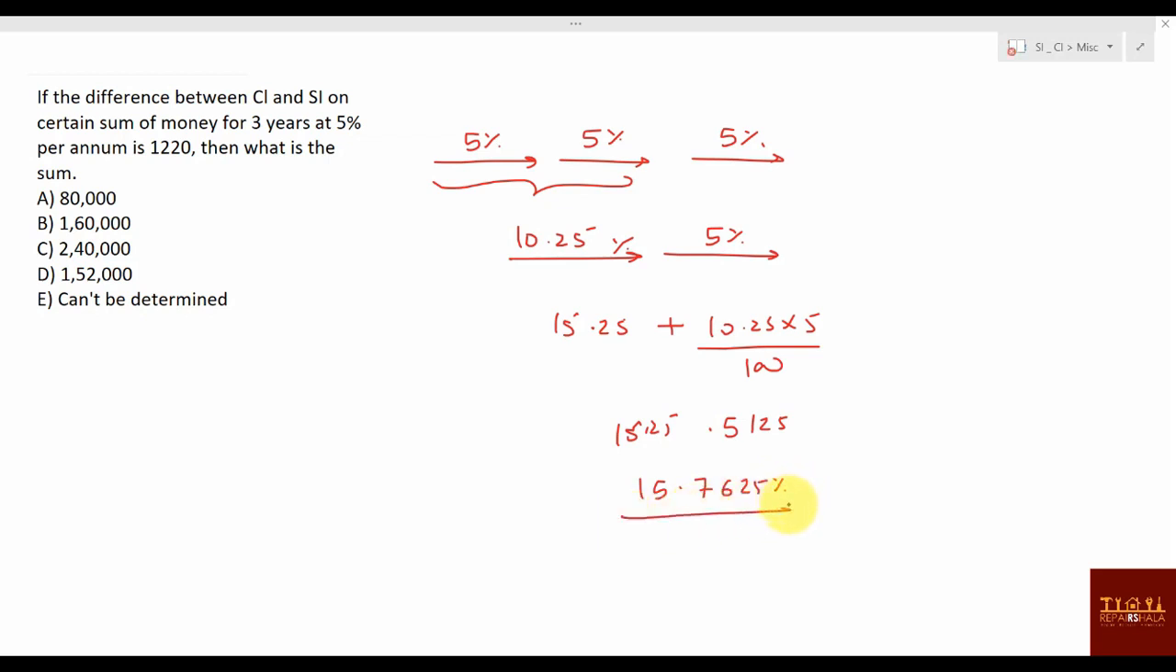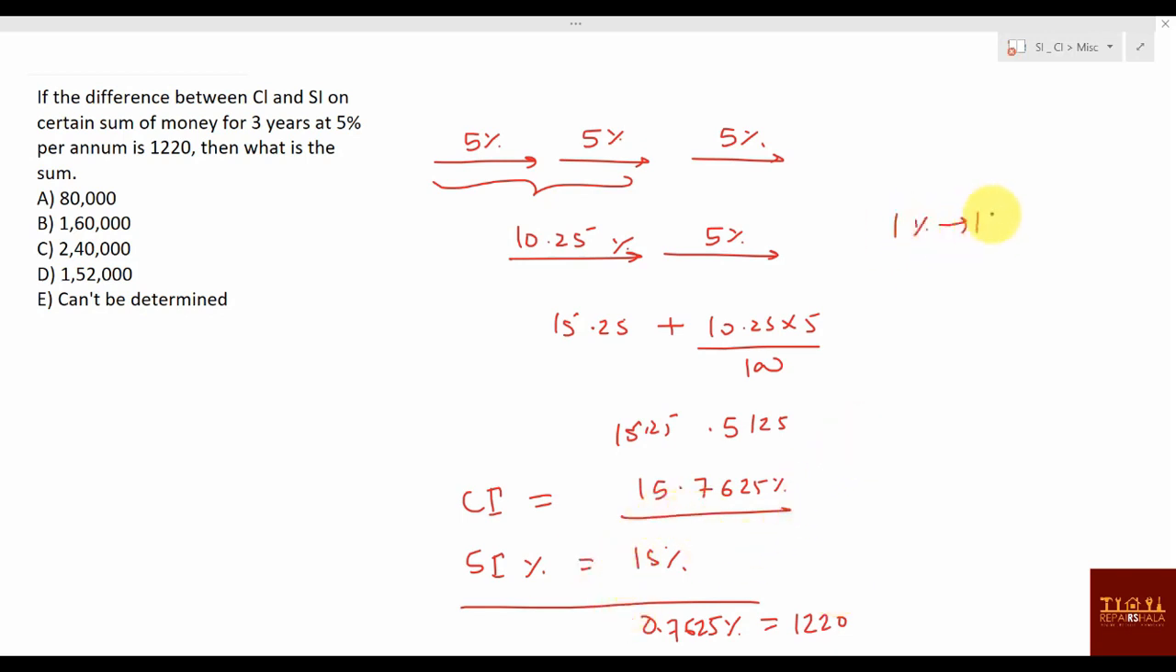And this is the difference, right? CI minus SI. So this is actually your CI percentage. What will be your SI percentage? 5 for 3 years is 15%. What is the difference? 0.7625%, and this is given as 1220. Find the answer for 1%. 1% value is coming as 1,600. So 100% value will be 160,000.